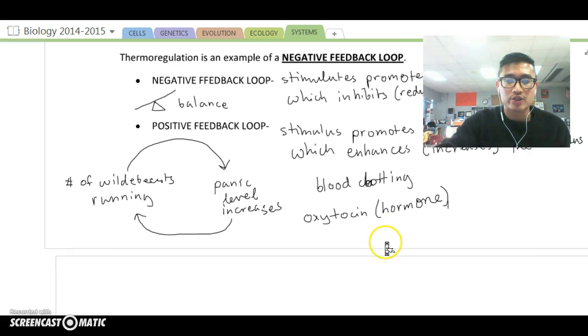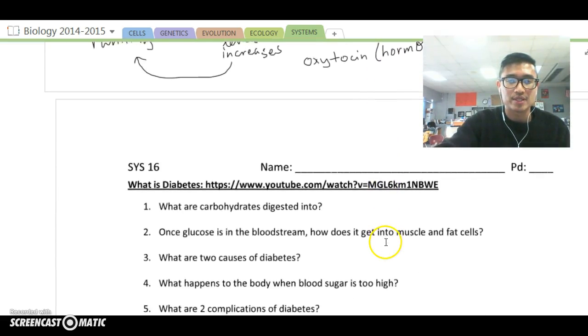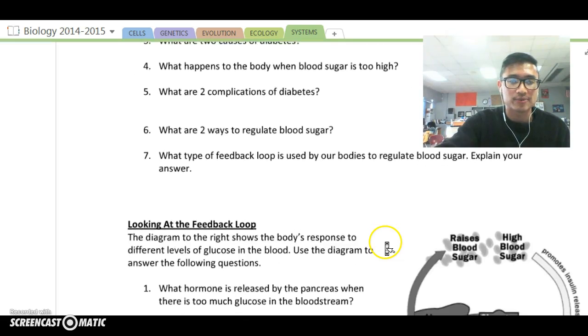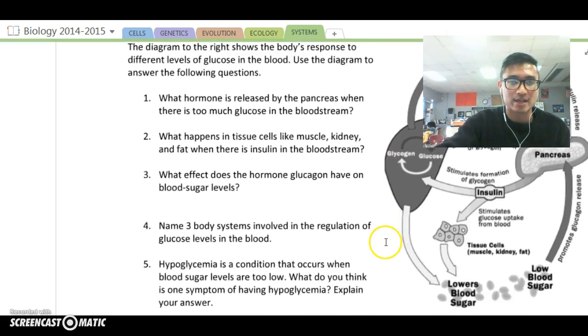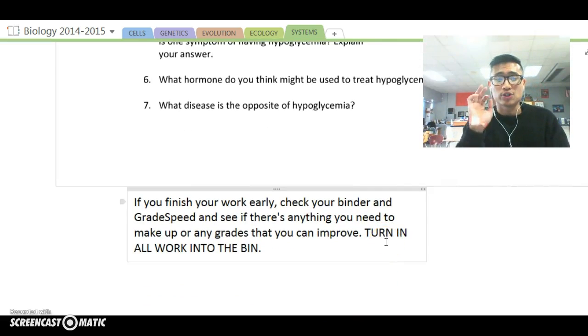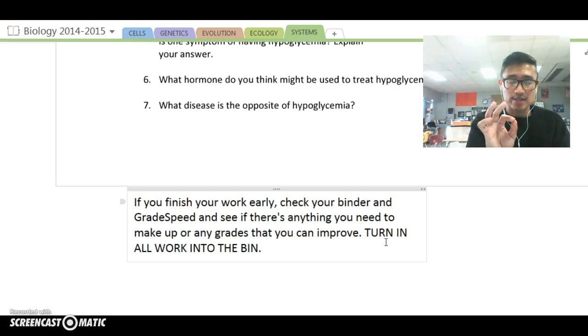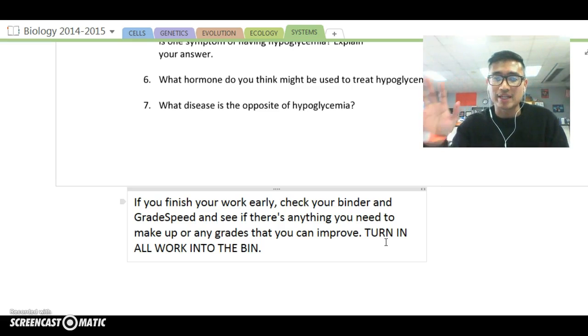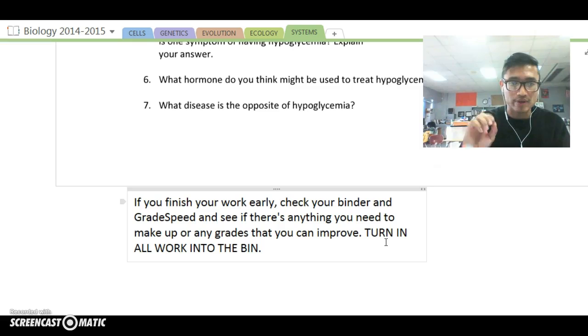Okay? So what I want you guys to do now is finish the backside of System 16. All right? So there's a whole backside for you guys to do. And if you finish your work early, then I want you to check your binder, check grade speed, see if there's anything that you need to make up or any grades that you can improve, and I want you to turn it into the bin, okay? Turn it into the bin, all right?